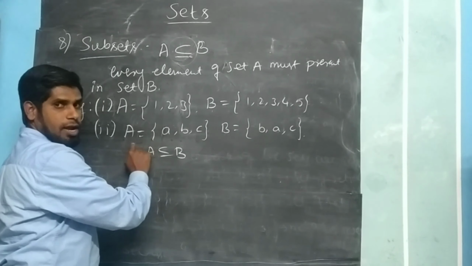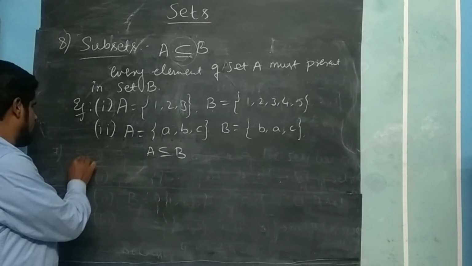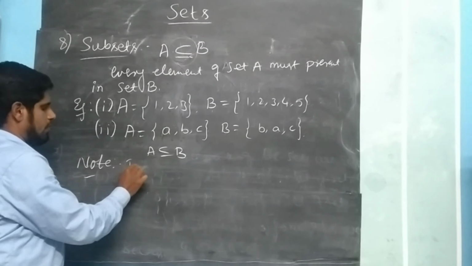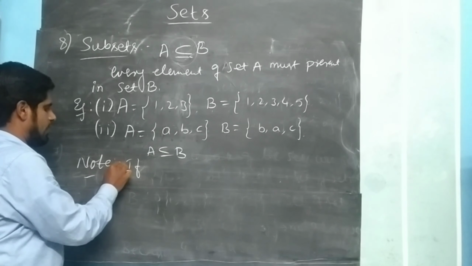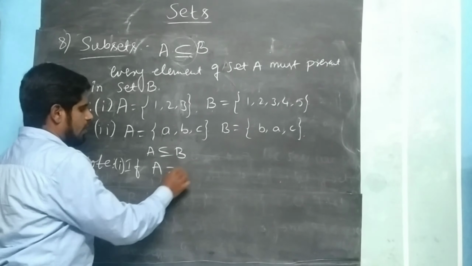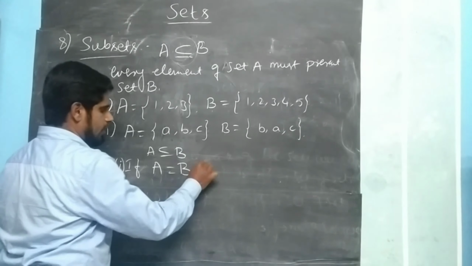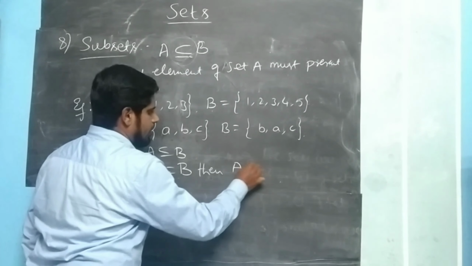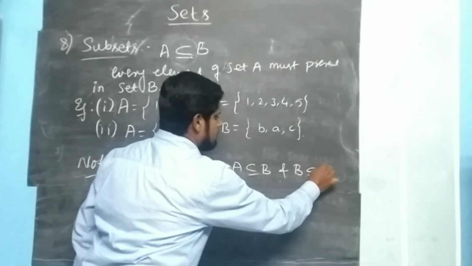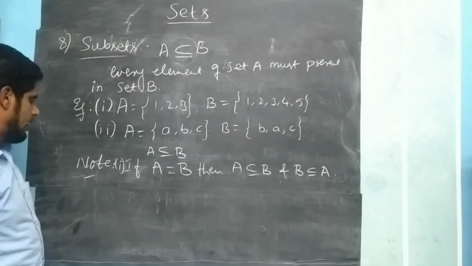If A and B are equal sets, then from this conclusion I can give a note here. First note: if A and B are equal sets, then definitely A is a subset of B as well as B is also a subset of A.